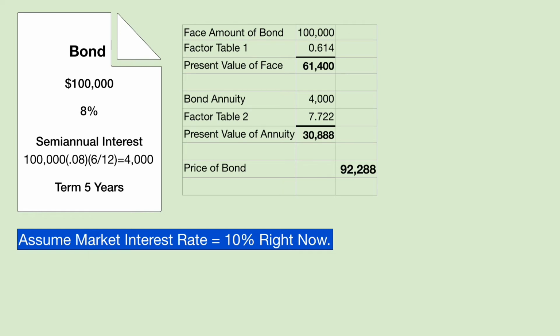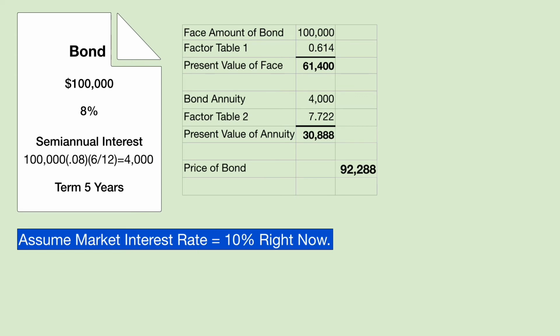The face amount of the bond is something we'll get back in the future. So we have to discount that to the present. That future number of $100,000 is only worth $61,400 today. Now let's look at that bond annuity. That bond annuity is going to be received every 6 months for 5 years. That's 10 payments or $40,000. The sum of those interest payments will be $40,000, but we will receive them in the future. The present value of that annuity is only $30,888.